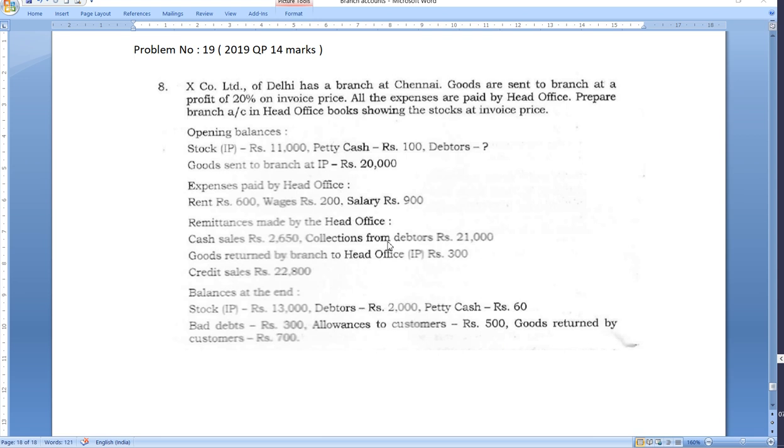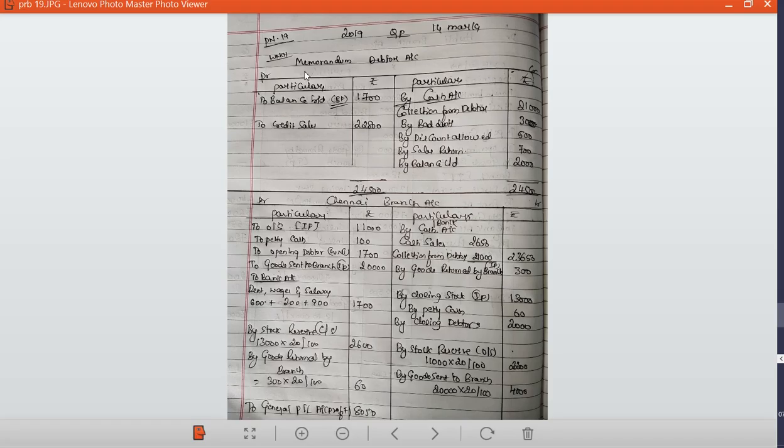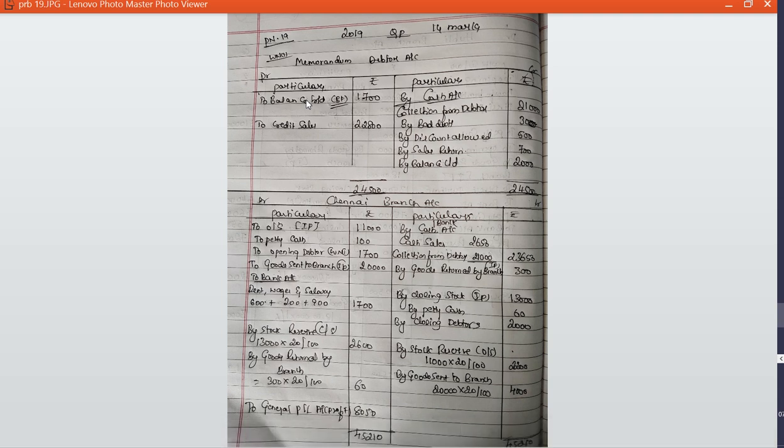This is how the transactions are. We will now see the preparation of the branch account and memorandum debtors account. First, working note number one is the memorandum debtors account. They have not given the opening balance; it is a question mark, we have to find it.